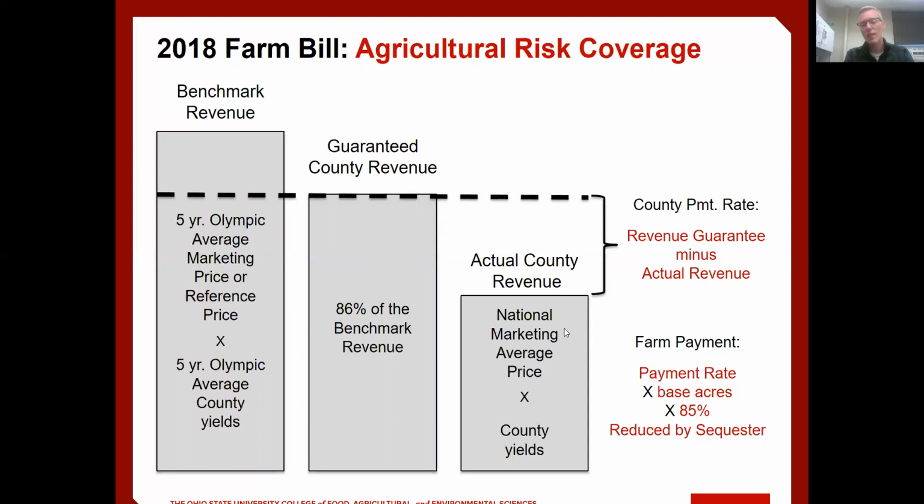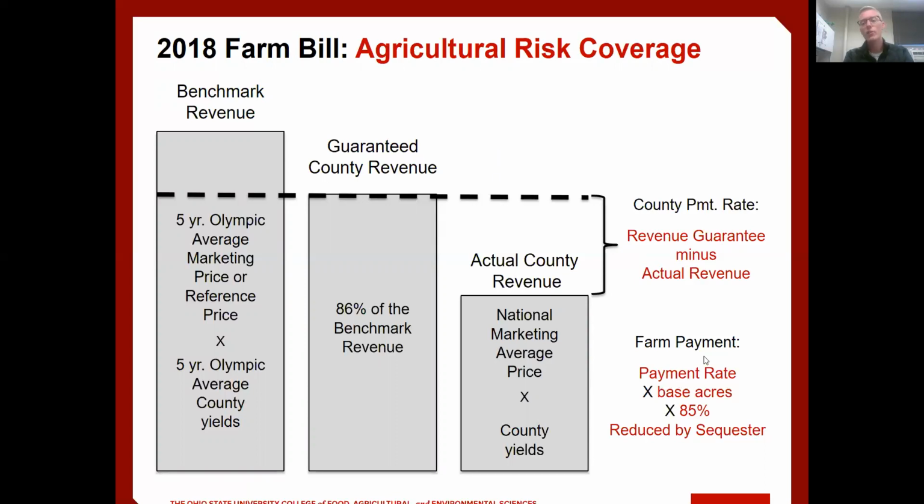The actual county revenue, the current year actual county revenue, is the national marketing year average price, so the national price, times the county yields in your county, right? And if that comes in below this dotted black line, a payment is triggered. If it is above this black line, no payment is triggered.